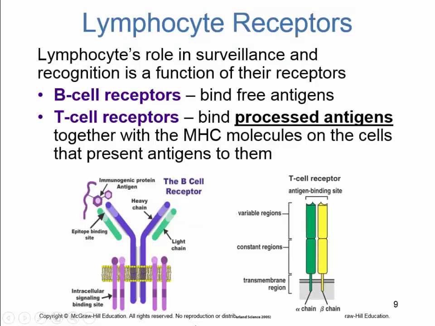How do T cells recognize these molecules on the MHC receptors? T cells recognize these molecules by binding the processed antigens, now known as epitopes, together with the MHC molecule. So the T cell receptor has a specificity not only for the antigen, but it has a specificity for the MHC receptor. B cells, however, can bind free antigens. You can see here that this is a B cell receptor, and the free antigen, shown here, can be picked up by the B cell receptor without the help of an antigen-presenting cell.